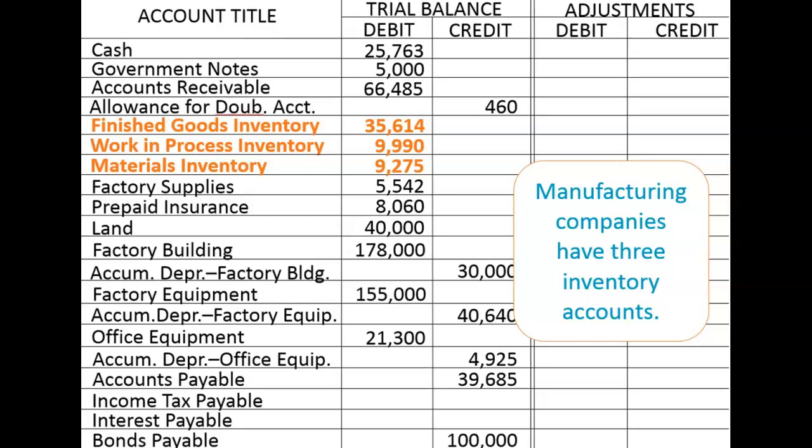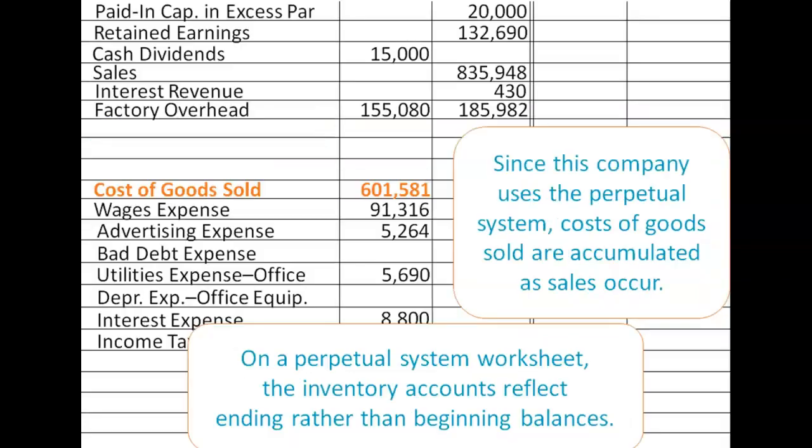so note that because we're dealing with a manufacturing company, we've got 3 inventory accounts here. And we are also using the perpetual system. So we're accumulating the cost of goods sold on a real-time basis as opposed to making adjustments at the beginning and ending of the period.